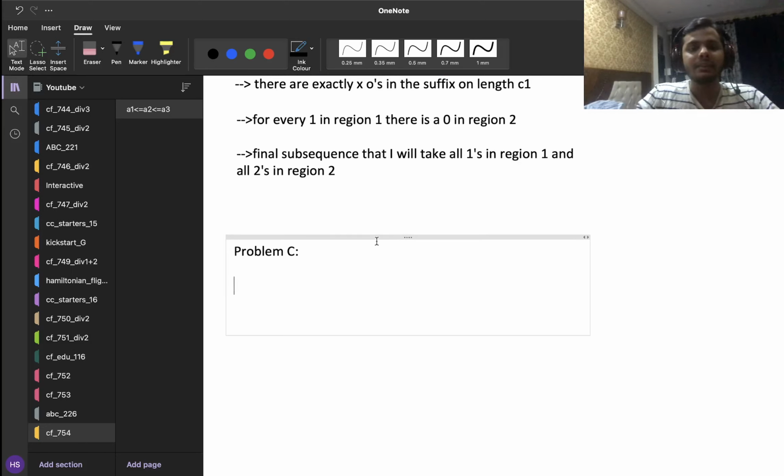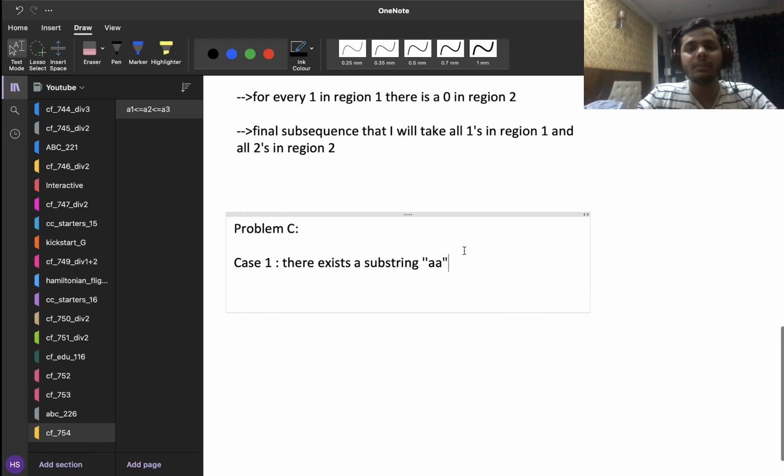So as I said, this is a problem which requires us to make some observations. So we'll try to tackle this problem case by case. So let's look at the first case. So the first case is that there exists a substring which is of the form AA.